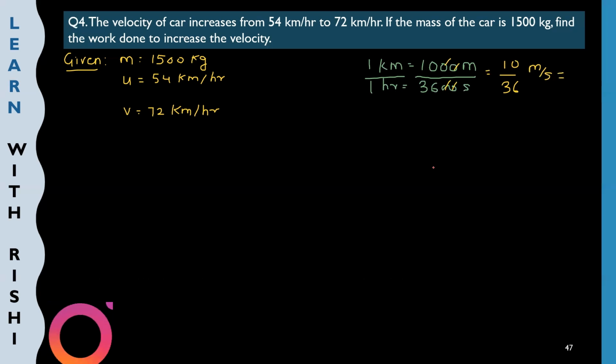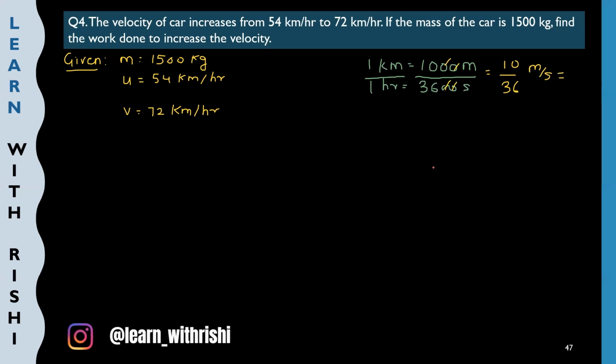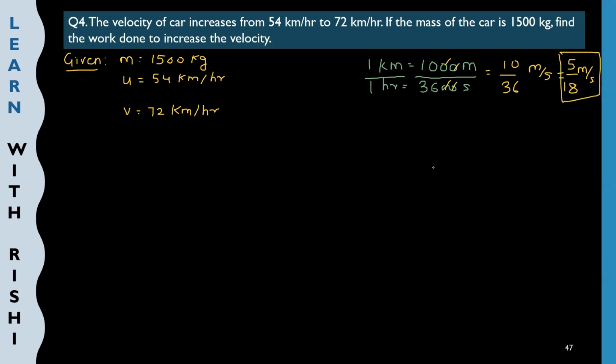Again, if you simplify this, you will be getting 2 5s are 10 and 2 18s are 36. 5 by 18 meter per second. So this is the factor. So 1 kilometer per hour is equal to 5 by 18 meter per second.